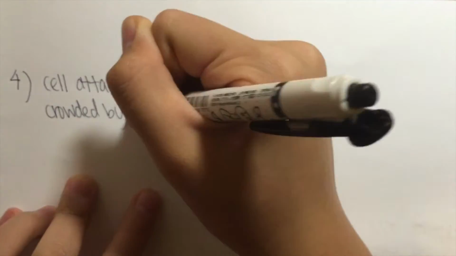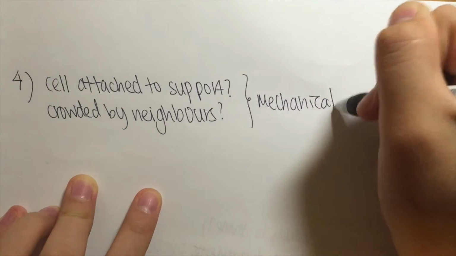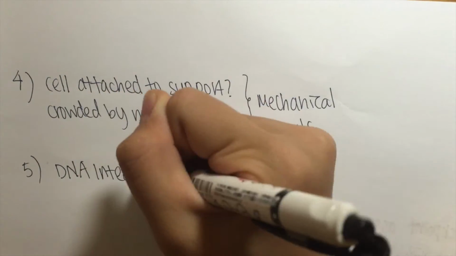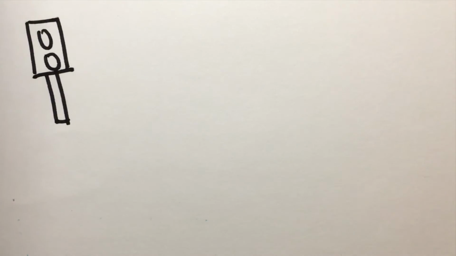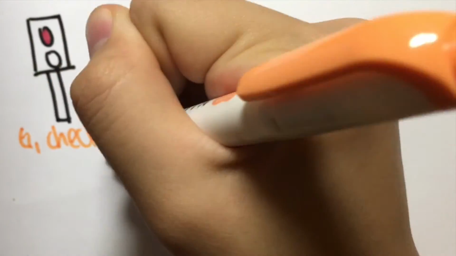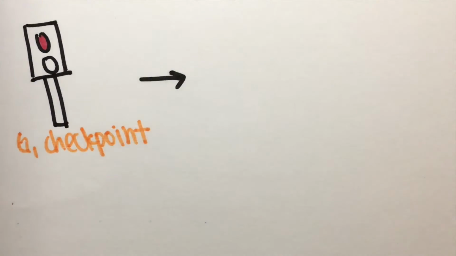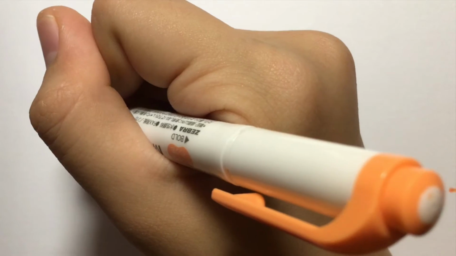The checkpoint assesses the cell size, whether the cell is large enough to divide, and the cell's nutrients, whether all needed nutrients are present. Let's say the cell does not get the go-ahead at the G1 checkpoint. It will then enter a resting stage called the G0 phase.